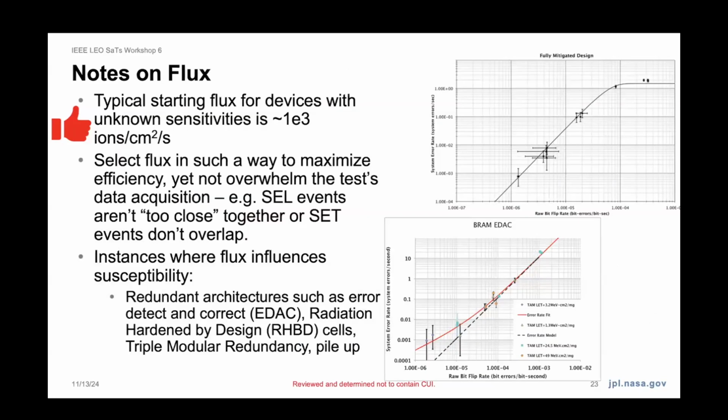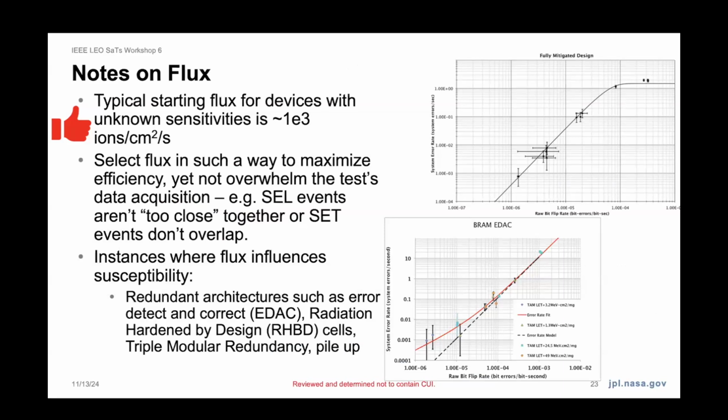A few notes on flux. Typically, if I don't have any idea what the response of the part is, I'm going to start out with about 1,000 ions per centimeter squared per second and adjust from there. And so you want to select flux in a way that we're not having pileup or overlapping events, but also that we maximize our time, right? We don't want to sit there for an hour and a half on one run watching nothing happen.